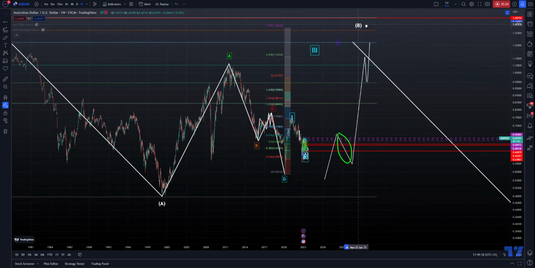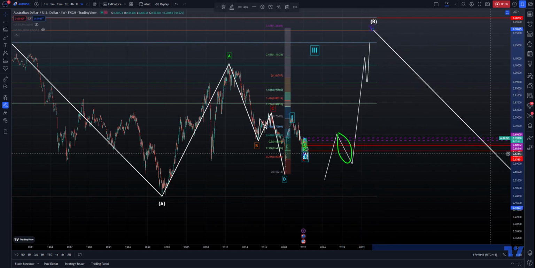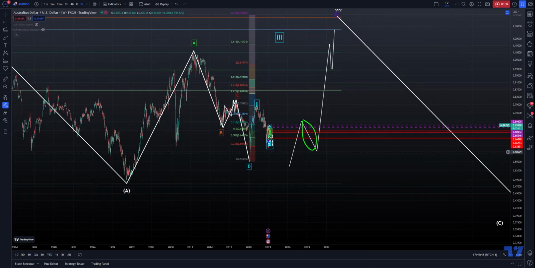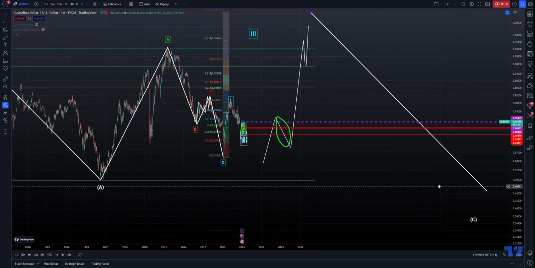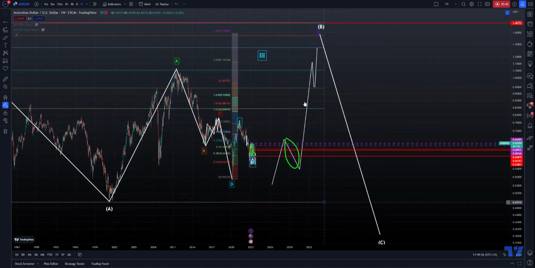And then that will be wave B completed, right? And once we get wave B completed, we're going to see another move down to complete the zigzag. And that move down may not be as lengthy as the original move down for wave A. Wave C might be pretty sharp to the downside. And I believe this will coincide with the US dollar getting considerably stronger after this move down in the US dollar happens.